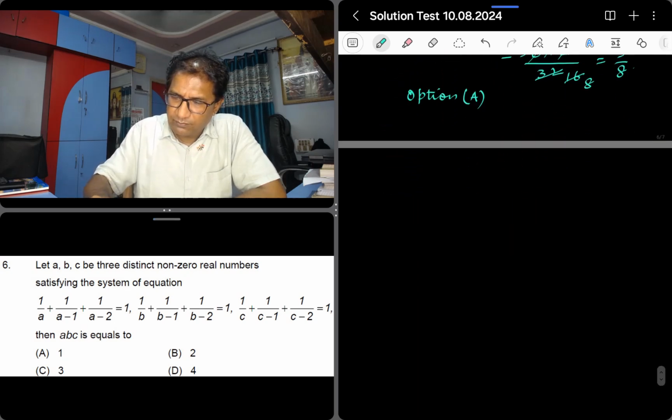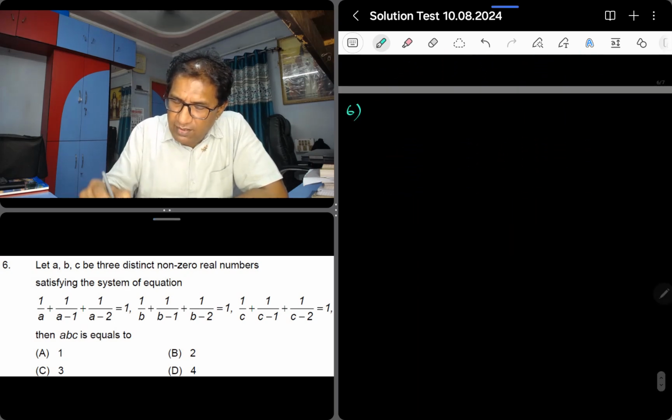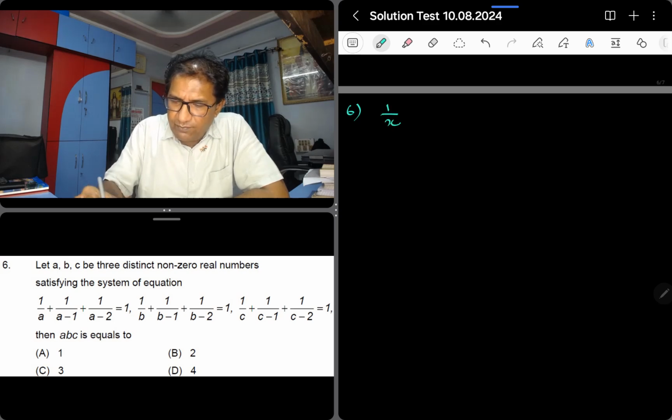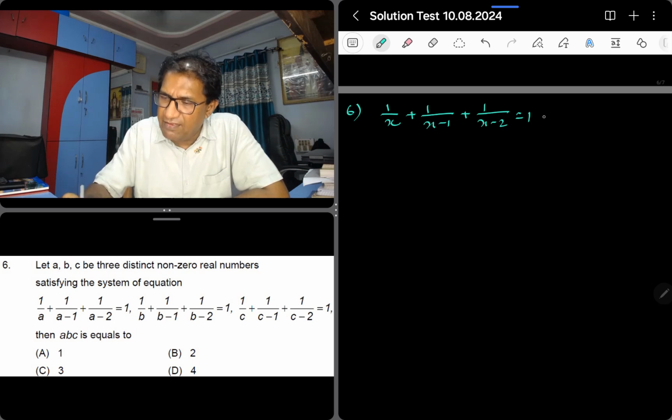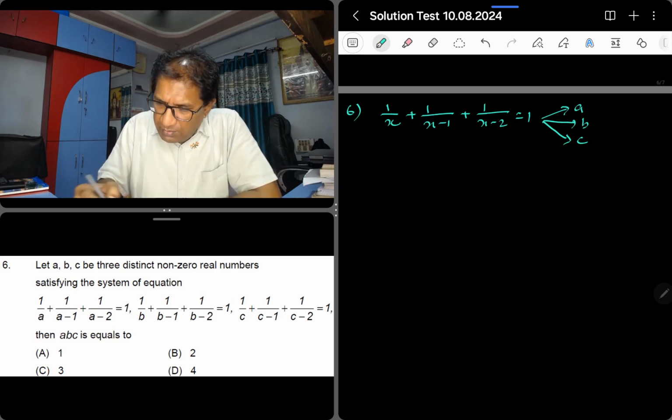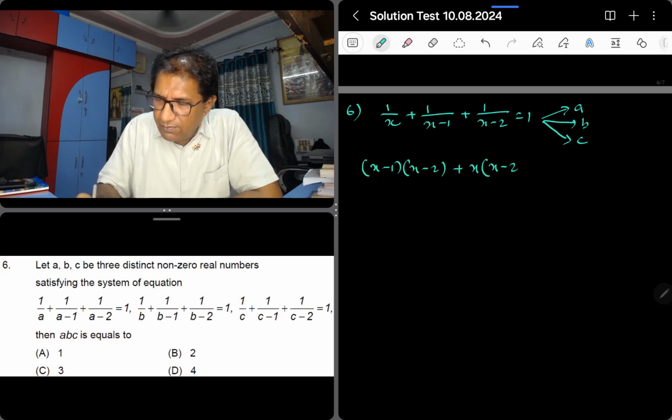The next question. Question number 6. If we observe the three relations which are given to us, we can easily see that the equation will have three roots, A, B and C. So if we try to simplify this, we are going to have, which is equal to x times x minus 1, x minus 2.